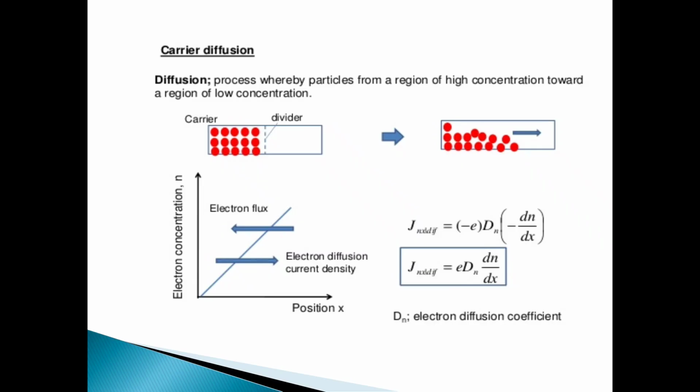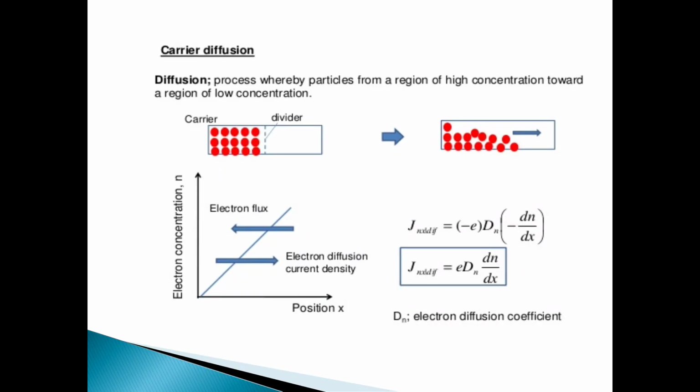We can study that in detail. We can see it is represented with a graph. Along the x-axis is the position x, along the y-axis is the electron concentration. From the graph we can see that the electrons move from the side where the concentration is higher to the region where it is lower.